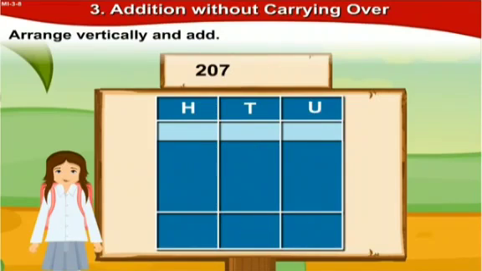Next sum, 207 plus 102. Let us write HTU first. Now 207 is 200, 0 tens, 7 units, plus 102 would be 100, 0 tens, 2 units. Now 7 units plus 2 units is 9 units.